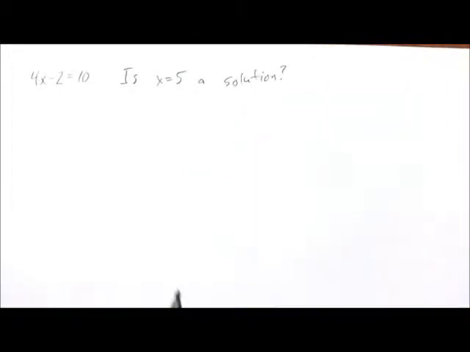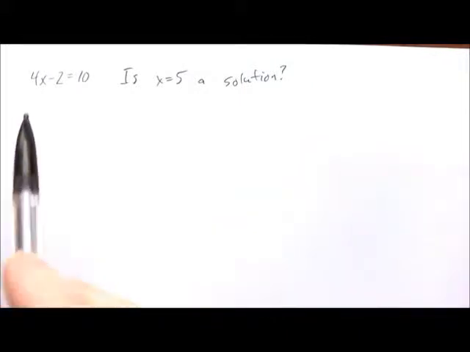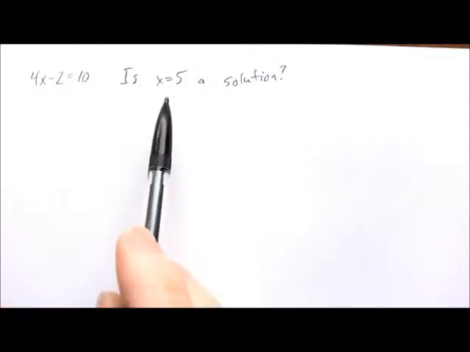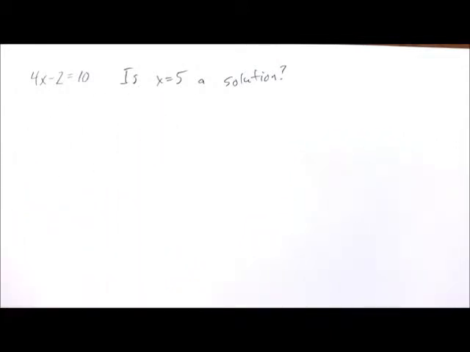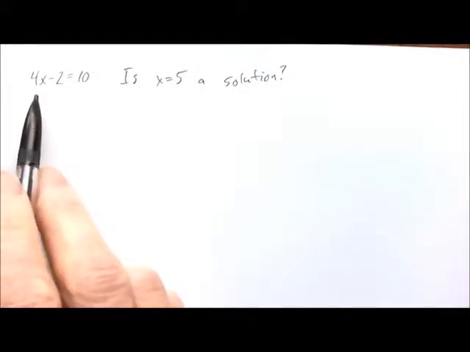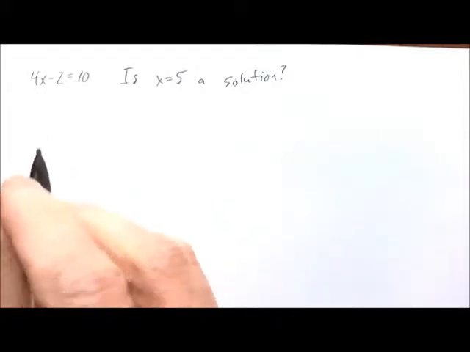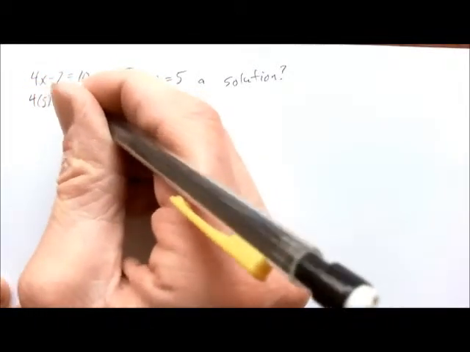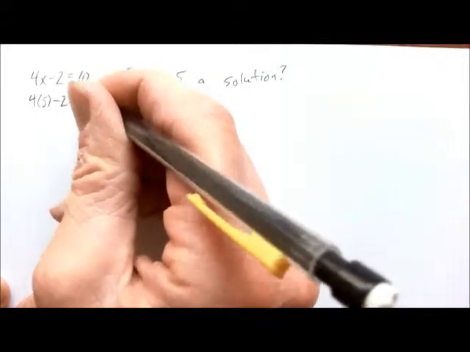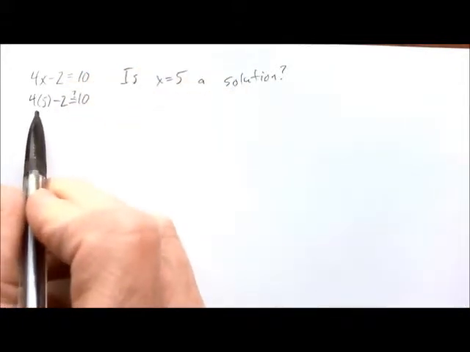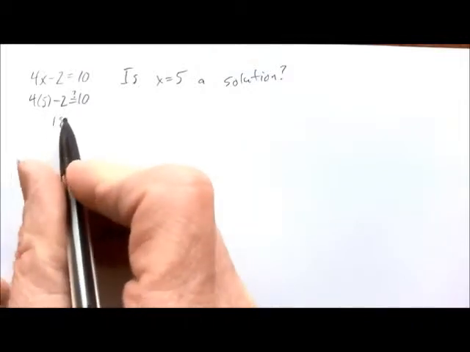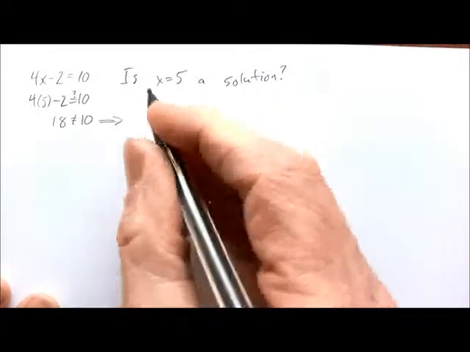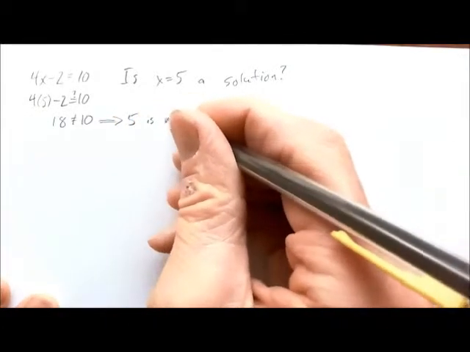Now, of course, you may be compelled by your past experience to just solve this equation to answer this question. If we really want to know just whether 5 is a solution or not, all we really need to do is substitute 5 for x and see if we get a true statement. So in this case, we'll put in 5 here for x minus 2, and we're wondering if that's equal to 10. And let's see, 4 times 5 is 20 minus 2 is 18, which is not equal to 10. And so our conclusion from this is that 5 is not a solution.